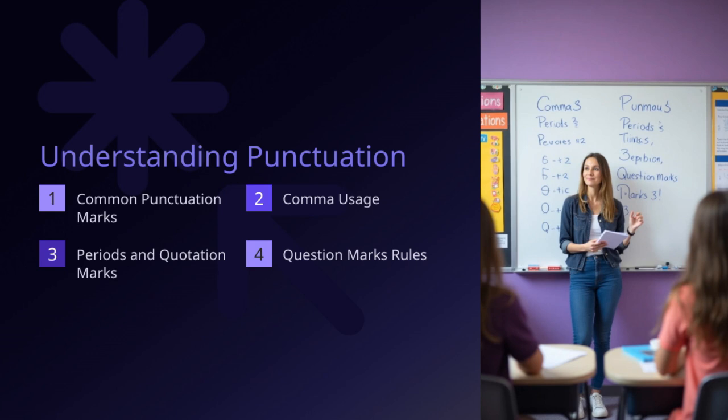Then we have periods and quotation marks. Periods are straightforward. They mark the end of a sentence. Quotation marks, on the other hand, are used to show when someone is speaking or to highlight a specific phrase. Knowing how to properly combine these helps keep dialogue clear and sentences well-structured.